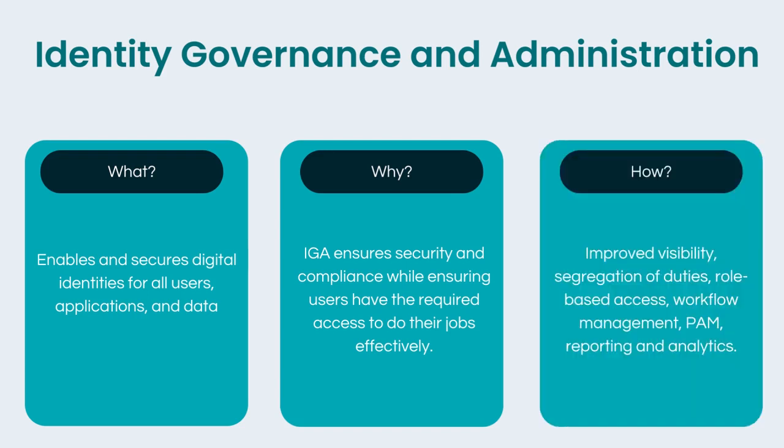Now, how does an IGA work and what does it deliver to your organization? From the name itself, we can understand that it's a combination of identity governance and identity administration. Identity governance is technically all about improved visibility into user access, segregation of duties, role-based access, workflow management, analytics, reporting, and so on. On the other hand, identity administration is all about provisioning, deprovisioning, user account management, privileged account management, and all of these extensive capabilities put together into one security model is IGA.